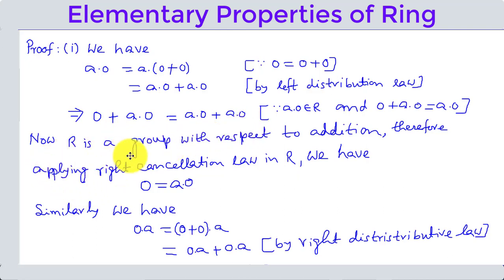Now R is a group with respect to addition, that is, R together with binary operation plus is a group. Therefore, applying right cancellation law in R, we have 0 is equal to a dot 0. If we apply right cancellation law, then a dot 0 and here a dot 0 will be cancelled out. So 0 is equal to a dot 0.